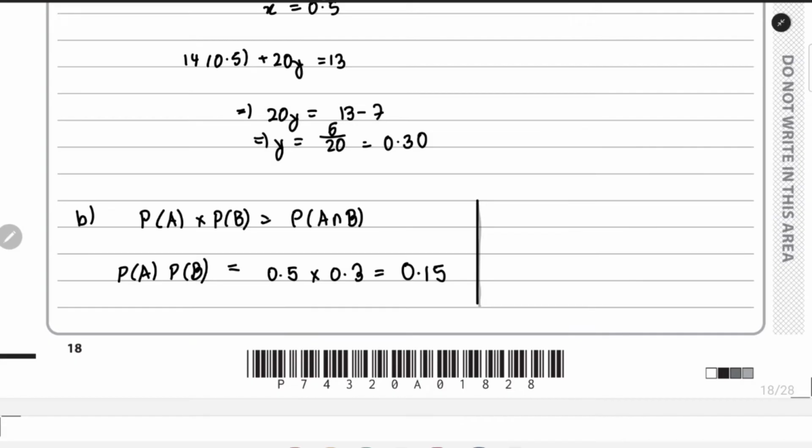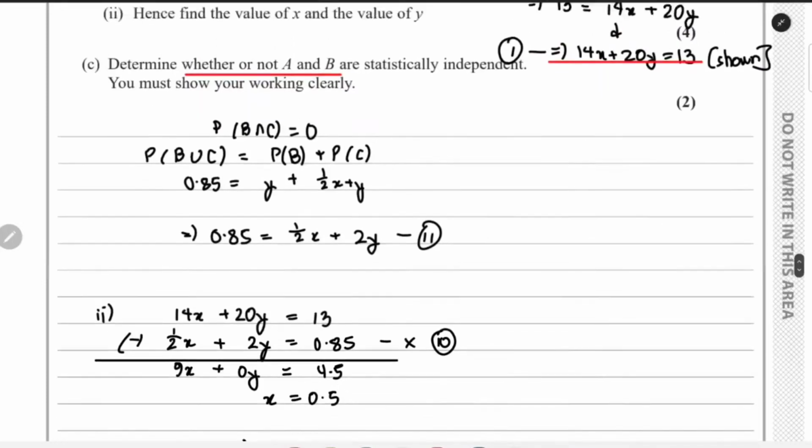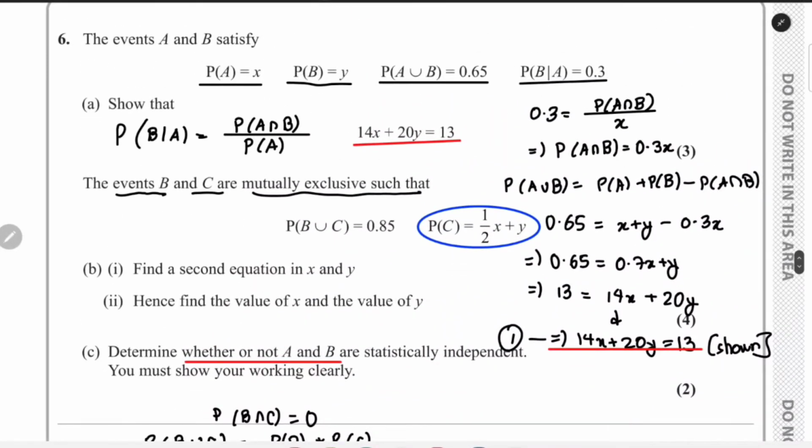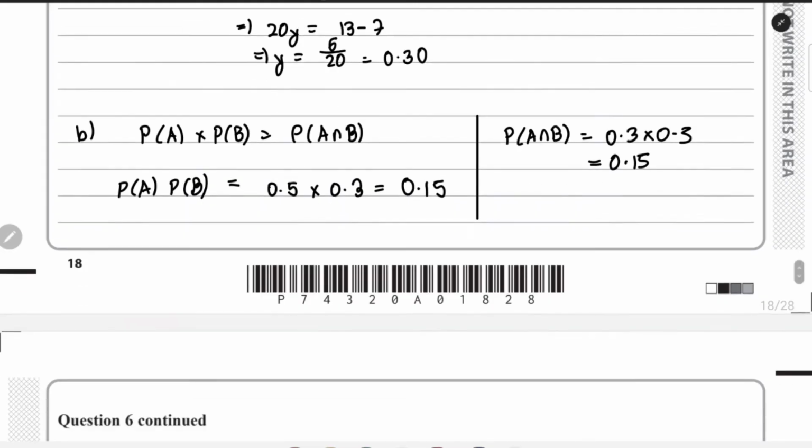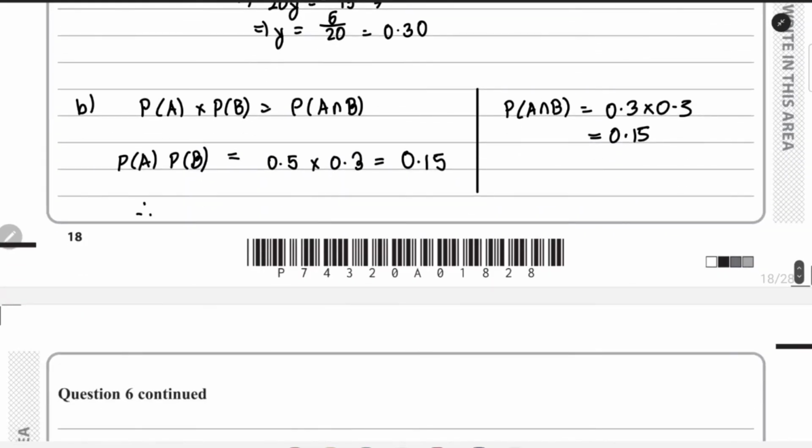Now we need to find the probability of the intersection. The equation of the intersection, we found it over here. So this was 0.3x, so 0.3 into 0.5, so this is 0.15 as well. So we can make the conclusion that as the probability of A times the probability of B is equal to the probability of A intersection B, A and B are independent.